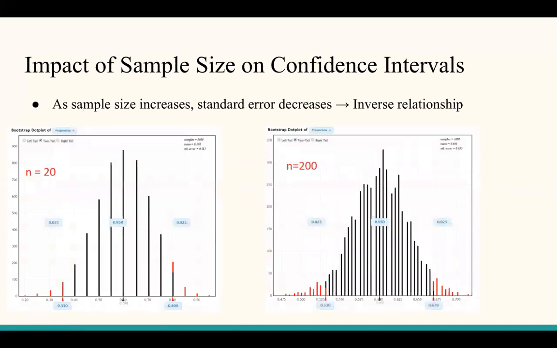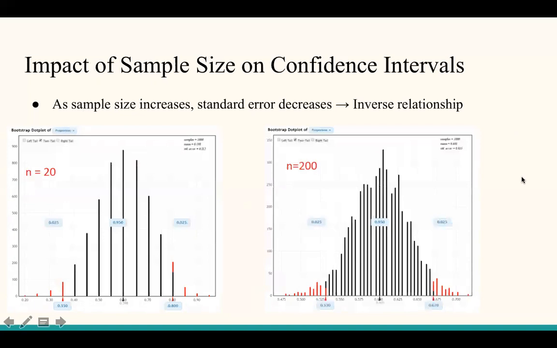Also, again, if your sample size decreases, the standard error would increase. So if you look at the charts on the bottom there, on the left you have a chart with a sample size of 20 compared to the one on the right with a sample size of 200. If you look in the top right corner, you can see the standard error. The standard error on the left is significantly larger than the one on the right. So you can see that the relationship between sample size and standard error is inverse.